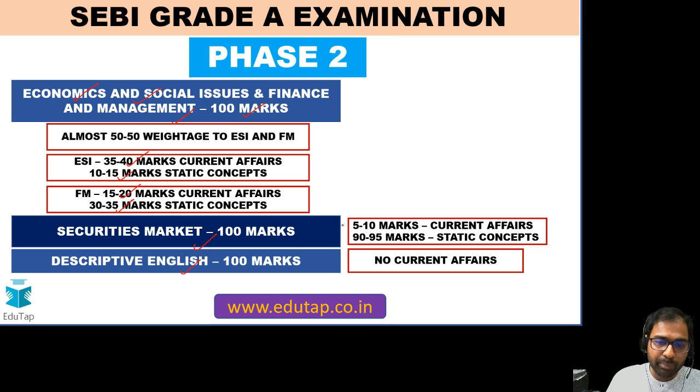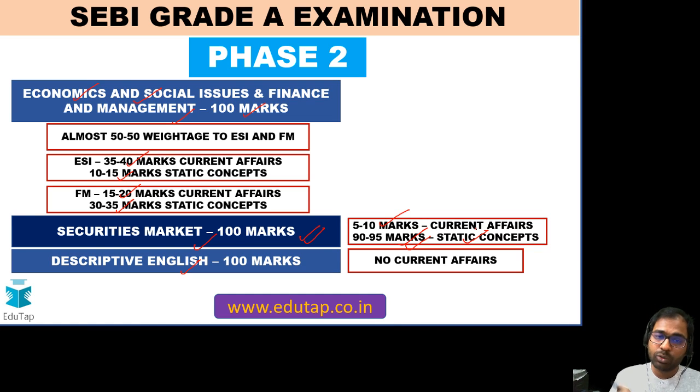When it comes to securities market, very few questions are based on current affairs. The majority of the paper is based on static concepts. It is worth 100 marks, and it includes securities market and securities law. Only 5 to 10 marks worth of the paper is coming from current affairs. The majority of the paper, that is 90 to 95 marks, is coming from static concepts.